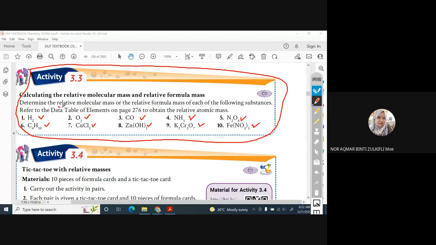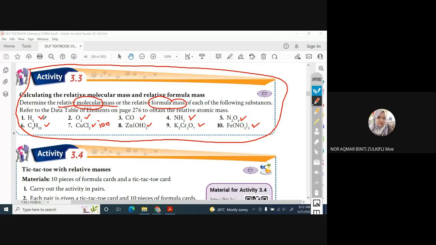Determine the relative molecular mass. Molecular means for molecule, that's just the term. Actually, we want to calculate mass. Okay, relative formula mass, actually the same thing. Formula means for the ionic substance, like CuCl2, this is an ion. So for ions, we calculate formula mass.